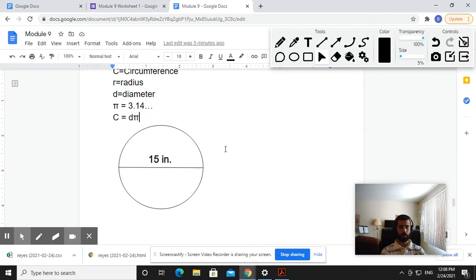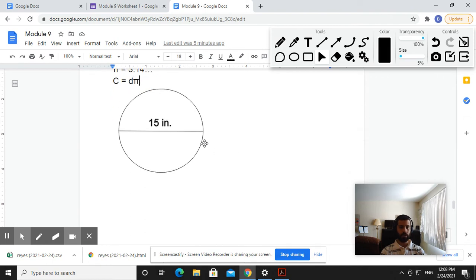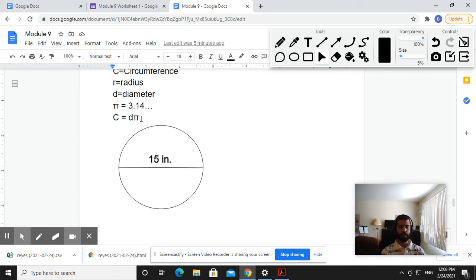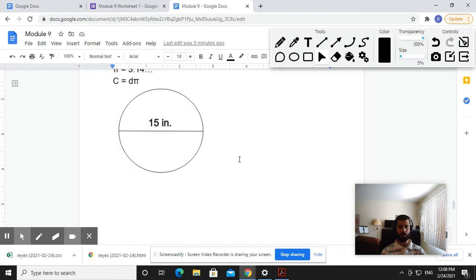Right there. So with that, we're going to use that equation to figure out the circumference of this circle, but we're going to use a literal number in our answer. We're not going to have pi in the answer. We're going to round it to 3.14 and actually multiply the diameter and pi together. So circumference, 15 is the diameter, and that's going to be times pi.